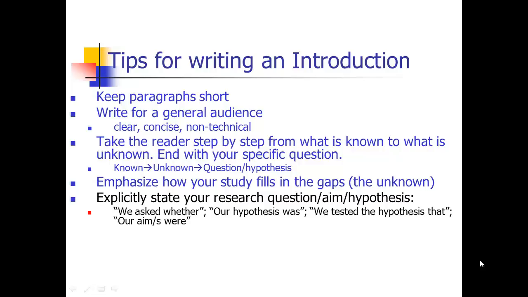And again, explicitly state your research question or aim or hypothesis. So say, we asked whether, our hypothesis was, we tested the hypothesis that, our aims were. As I mentioned before, your reader might skim your introduction and just look for that statement. I often do that when I'm reviewing papers. I want to know exactly, well, what was their primary aim here? I'm skimming the introduction looking for that statement. So make sure it's there and it's very clear and easy to find.